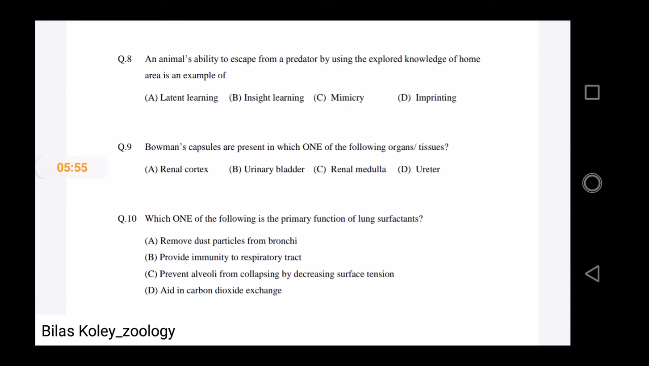Now we will discuss question number 8. An animal's ability to escape from a predator by using the explored knowledge of its home area is an example of, and the options are latent learning, insight learning, mimicry, or imprinting. In this question, the correct option is option A.